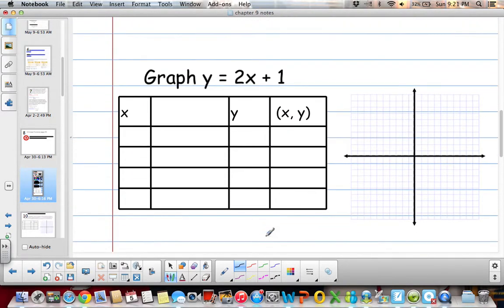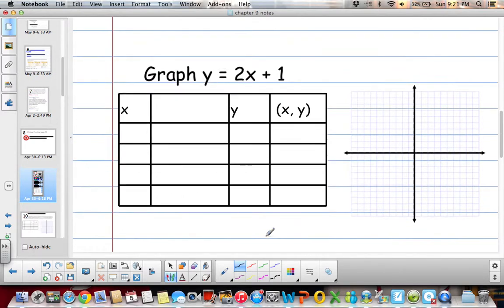Okay, I want you to pause me and graph this one, y equals 2x plus 1. I want you to fill in the function table, and then I know you don't have graph paper, but just do it as best as you can in your notebook, so then when I do the line, you can compare your line to mine.